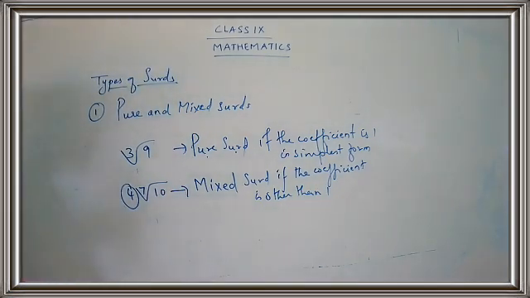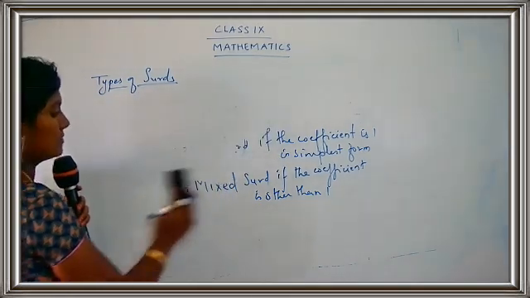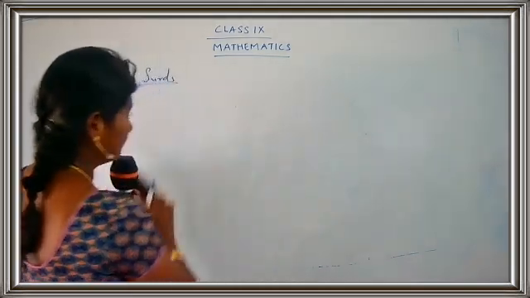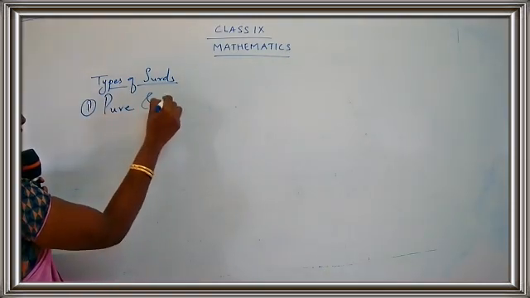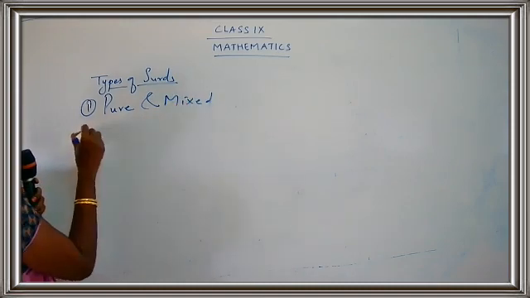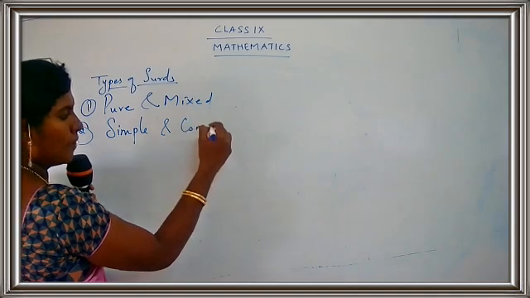Now let's move to the next point. Already you have taken down these points. Yes, children, as homework. Okay, so no need to take down the definitions. We have already taken down the definitions. So now let's come to the next type of surds, that is simple and compound surds. Let's see what is simple and what is compound surds. So we have seen pure and mixed. Now let us see simple and compound surds.